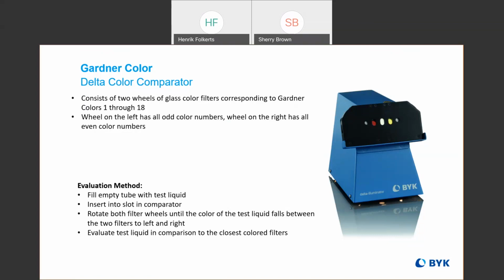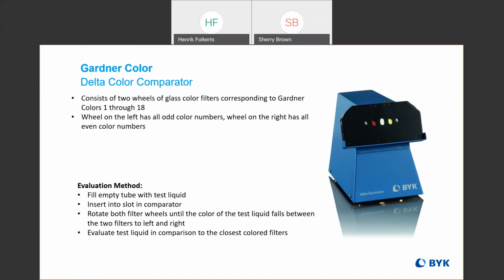And so here again, you are going to fill an empty tube with your test liquid, the liquid that you're evaluating. You insert it into the slot in the comparator, and then you rotate the filter wheels until the color of the test liquid falls between whatever filter is selected on the left and whatever filter is selected on the right. So again, very similar to the liquid color standards, but whereas with the liquid color standards, you're moving the test tube itself to find the appropriate comparison. Here, you're actually rotating the filters, and the test tube stays in place.